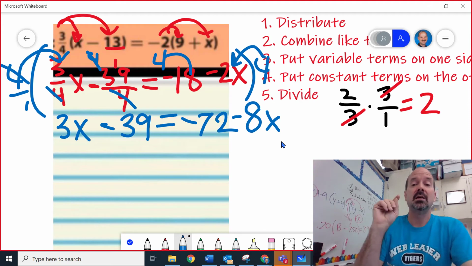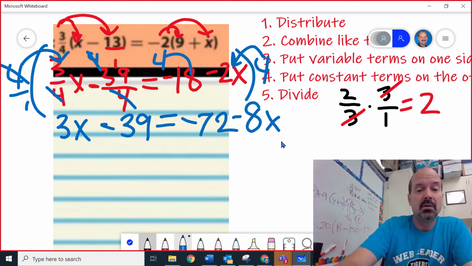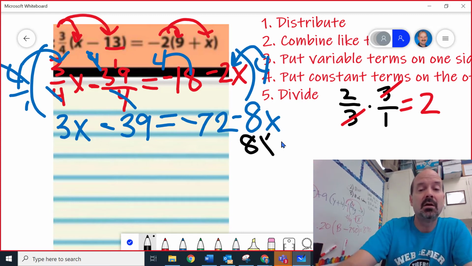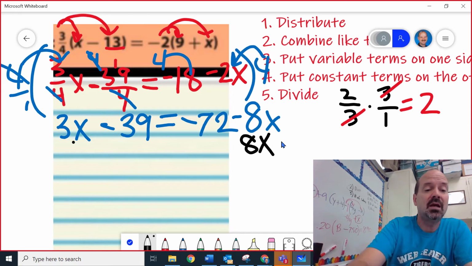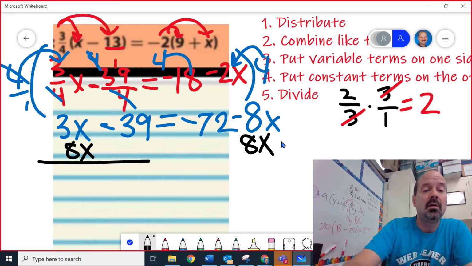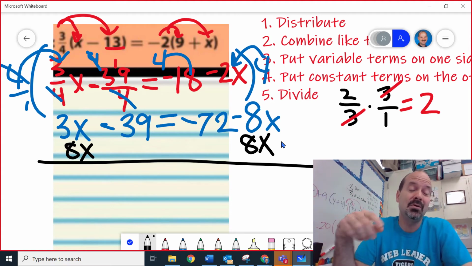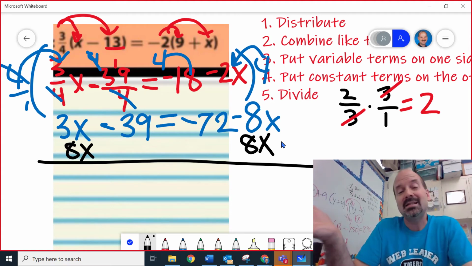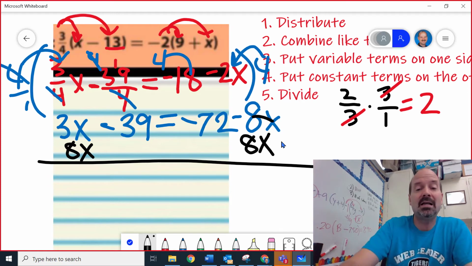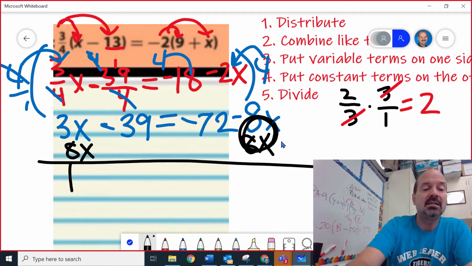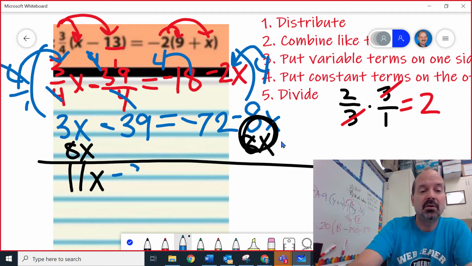Step 3 is put the variable terms on one side, which -8x is smaller than positive 3x, so I'm going to add a positive 8x. I could have subtracted 3x on both sides also, but then I would have ended up with -11x, which is a negative number, which gets confusing for students. It's easier if you keep the coefficient positive, like a positive 11x, okay? And then I copy the rest of the problem, -39 equals 72.